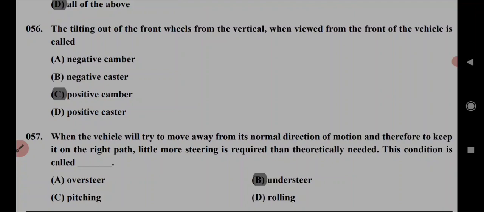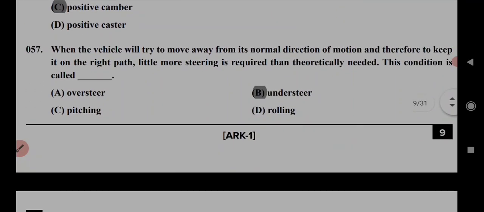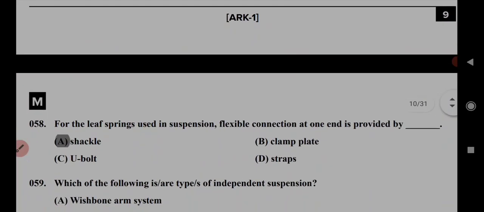The tilting out of the front wheels from vertical when viewed from the front of the vehicle is called, option C, positive camber. When the vehicle will try to move away from the normal direction of motion, therefore to keep it on the right path a little more steering is required, then theoretically this condition is called understeer.